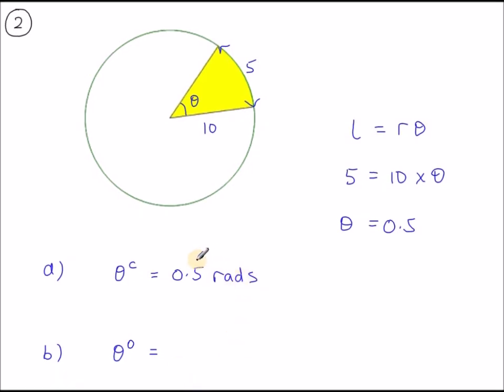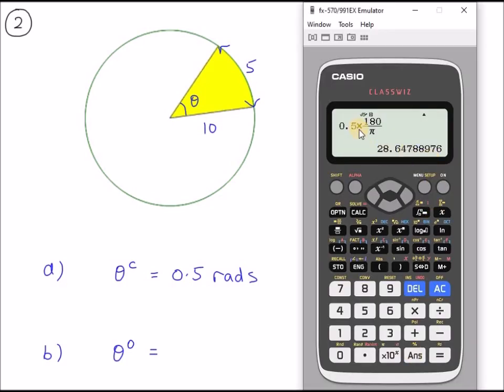To convert the angle from radians to degrees, we use the conversion: angle in radians times 180 over pi, which gives us 28.6 degrees.